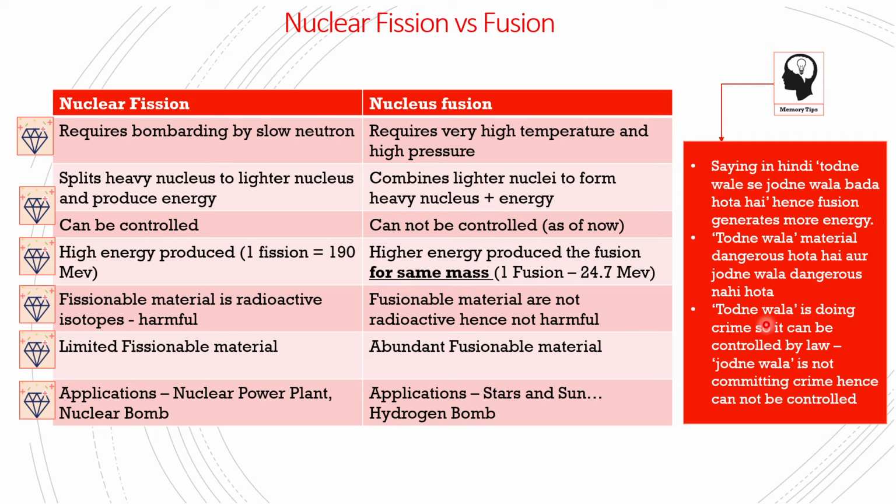Then Todnewala is doing crime, definitely, right? Because he's breaking the relationship, he's breaking a few things. So that's why it can be controlled by the law. Jodnewala on the other side is not committing any crime, so you cannot control by law, right? So the another comparison of what can be controlled and what cannot be controlled, all of that can be related to this saying.